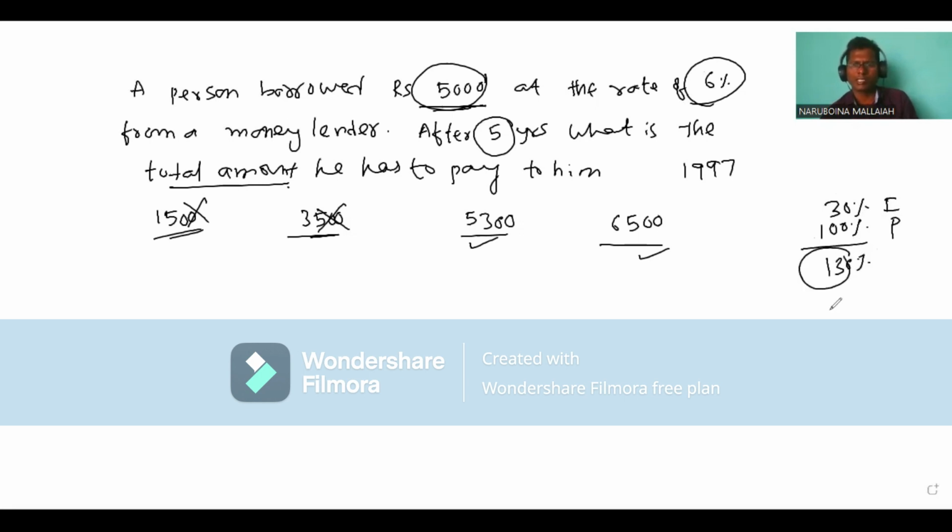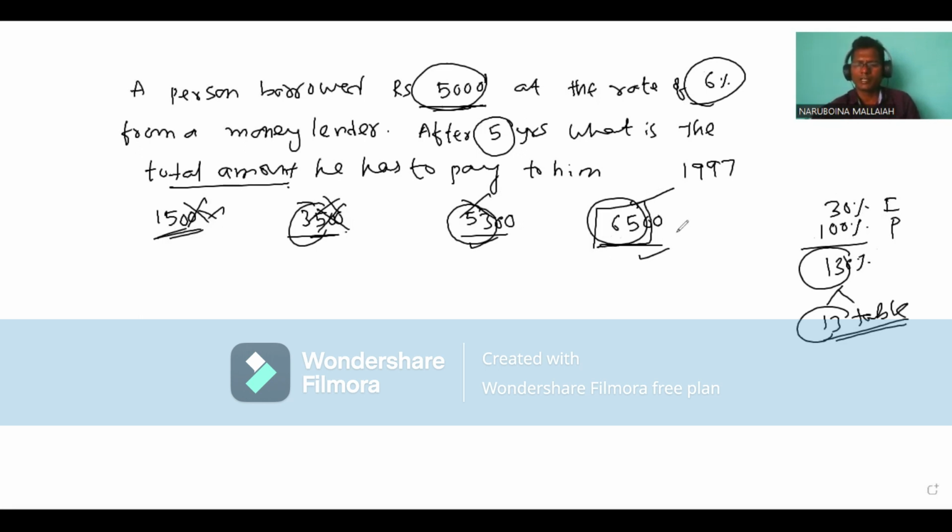This 130 is in the 13 table. 13 is our favorite number, as I told you in the beginning. So with 13, 13 5s are 65. This will be the right answer. This is not divisible by 13; this is already eliminated. These are not in the 13 table. Only this number is in the 13 table. So the right answer is 6500.